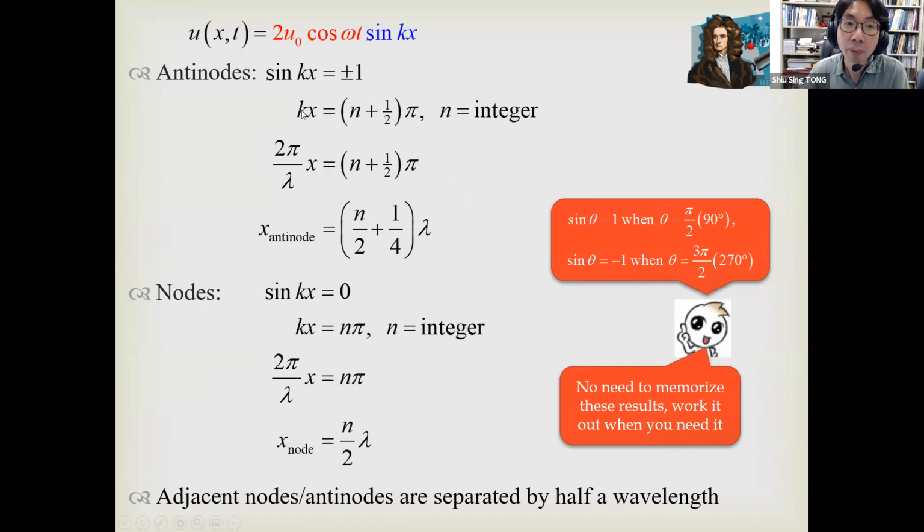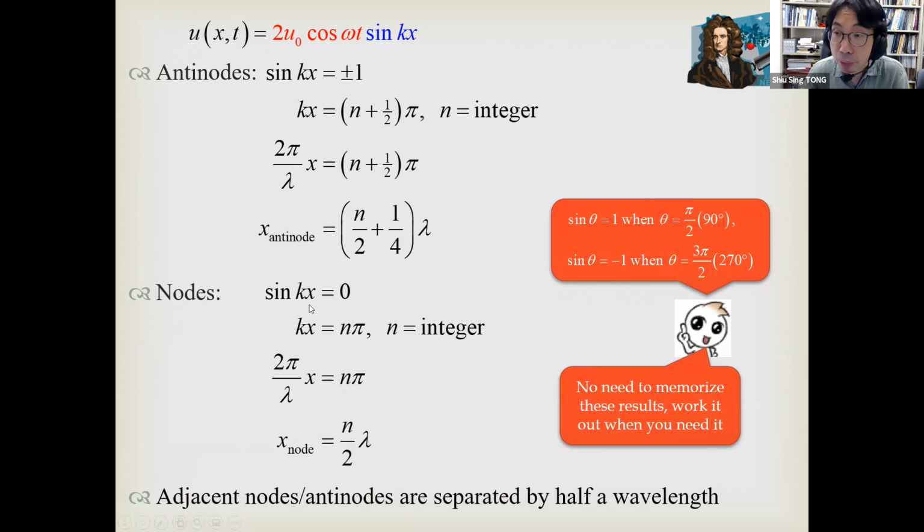Now, because I know that k is 2 pi over lambda, 2 pi over lambda multiplied by x is equal to (n + 1/2) pi. So I cancel the pi and move all the factors to the right-hand side, and I find the position of the antinodes as (n/2 + 1/4) multiplied by lambda. These are the positions of the antinodes. If you substitute different values of n, either a positive integer, negative integer, or 0, you get different positions of the antinodes.